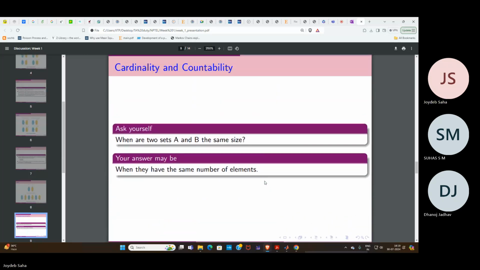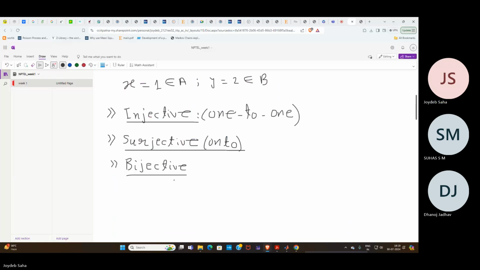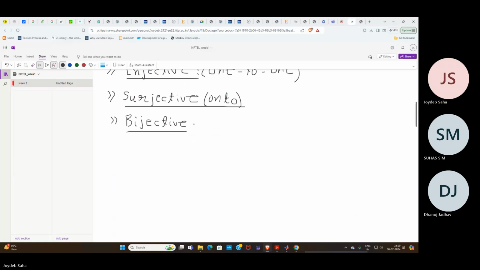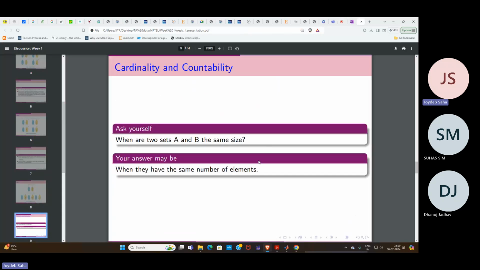Right? Now, before coming to cardinality and countability, the question we will ask is: when are two sets A and B the same size? When we have two sets A and B, when will we call them the same size? Please think.